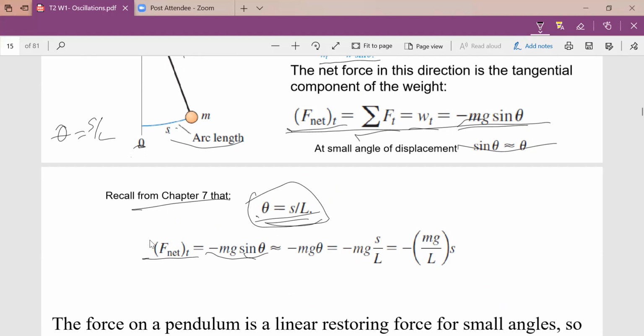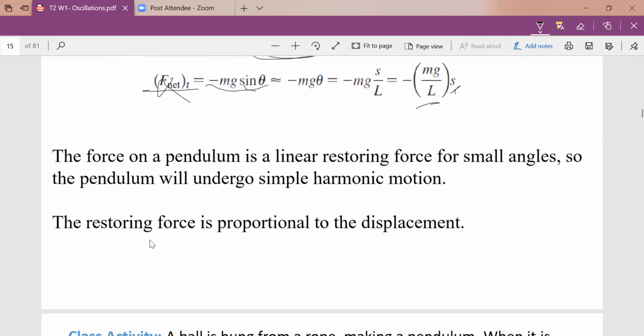So we can look for the length, the arc length, the length of the rope, and compare them to the weight or the gravity as it relates to the net force there. So we want to establish that the force on a pendulum is a linear restoring force for small angles, so that the pendulum will undergo simple harmonic motion.